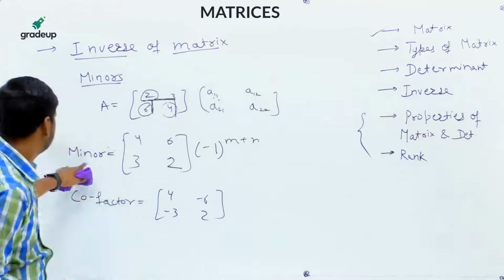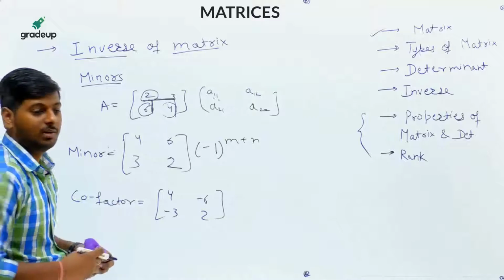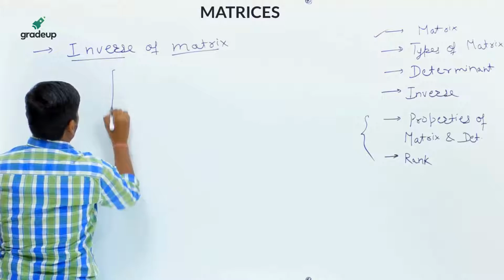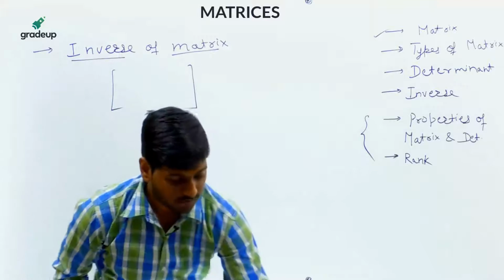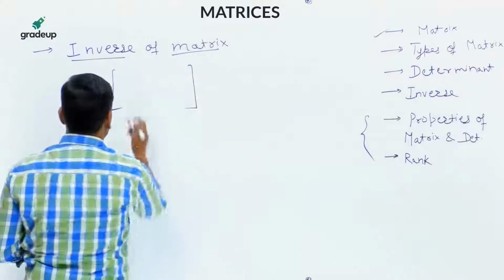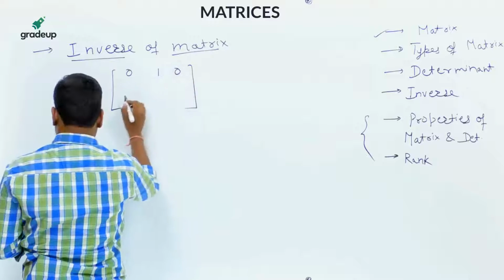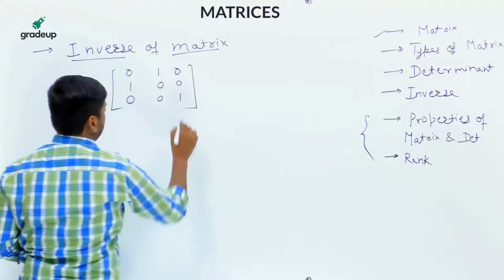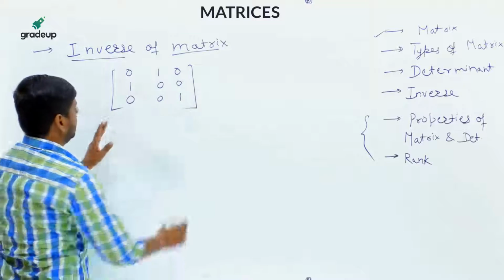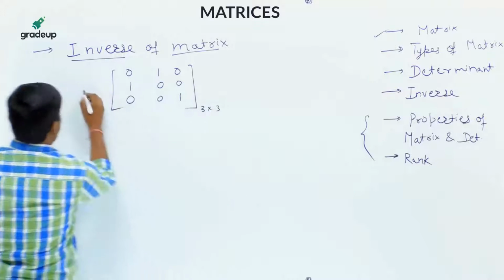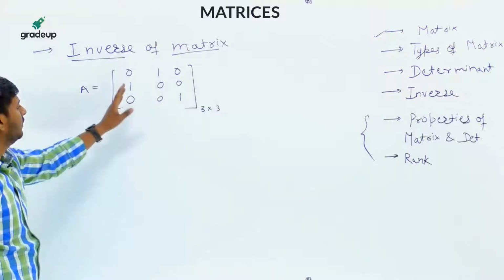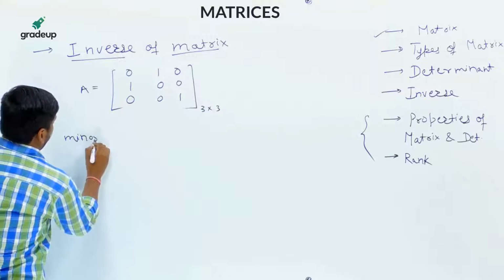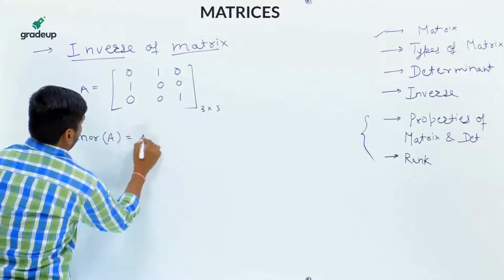Now we will see minors and cofactors for a 3 cross 3 matrix. Let me take an example. Suppose we have a 3 cross 3 matrix A. Now we will first find the minors of this matrix A.